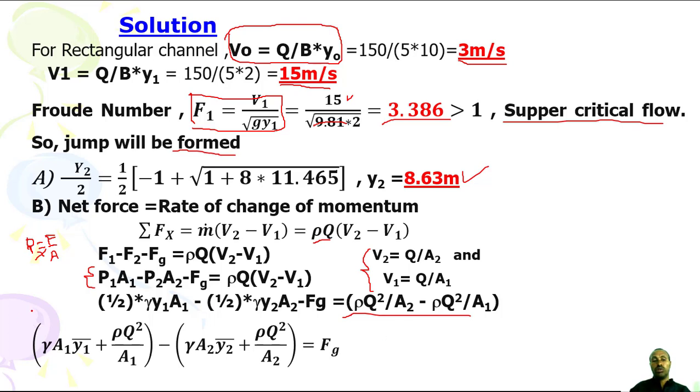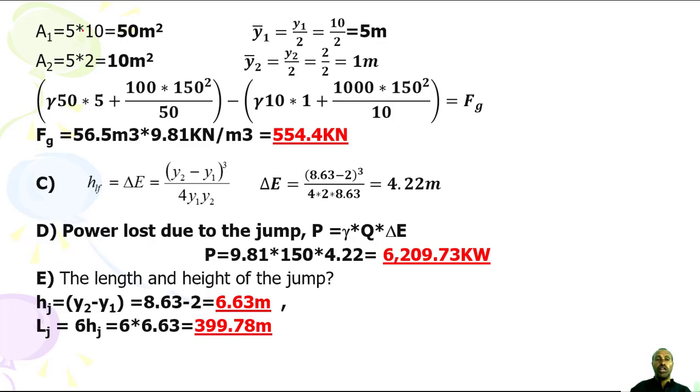Then finally, we can arrive at this equation, which is the change in momentum, which is the force on the gate. Then finally, you can multiply by unit weight. Then A1 first, you have to compute A1, which is 5 times 10. 5 is the width of the channel, 10 is the depth of water, 50 meters square. Then 5 times 2, again, for the second area.